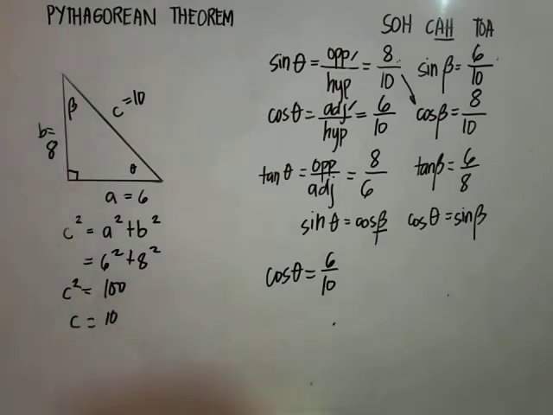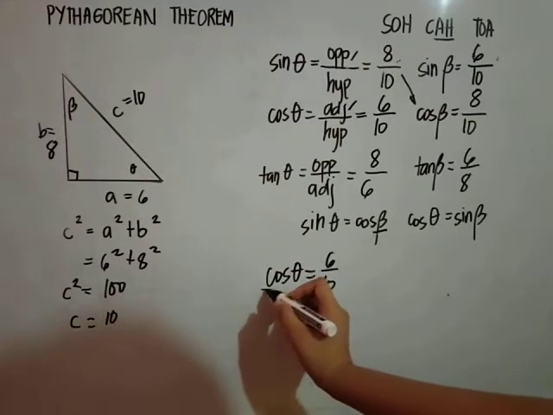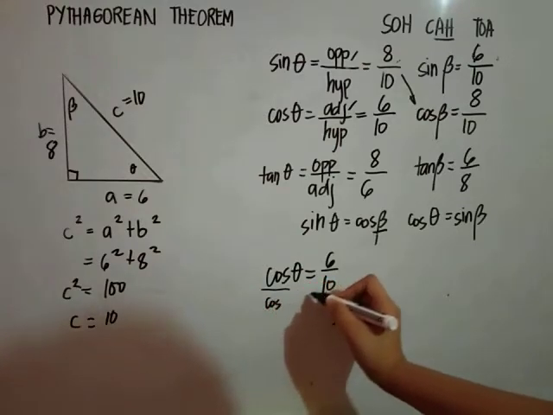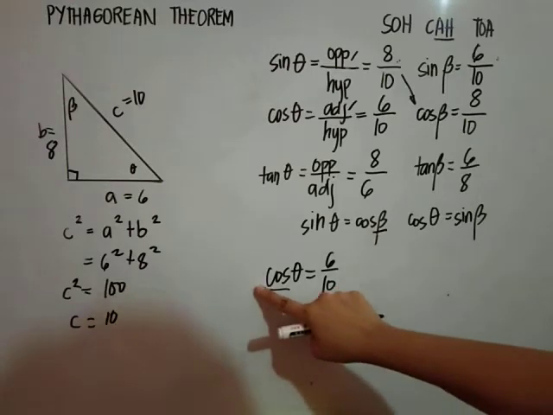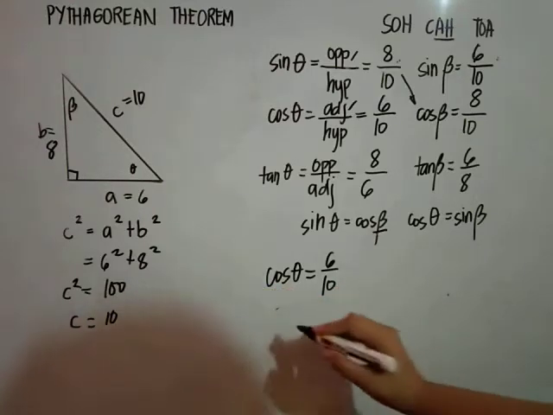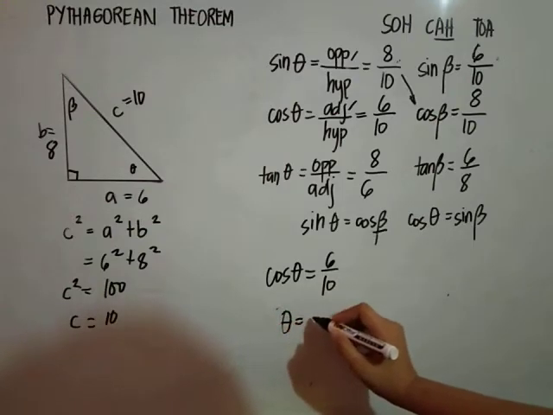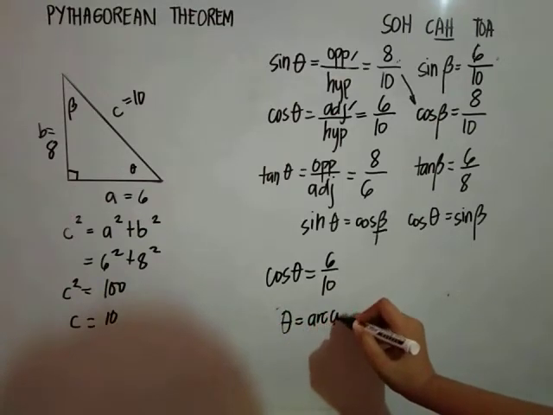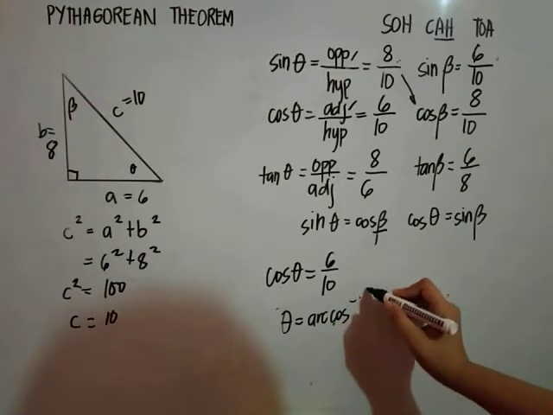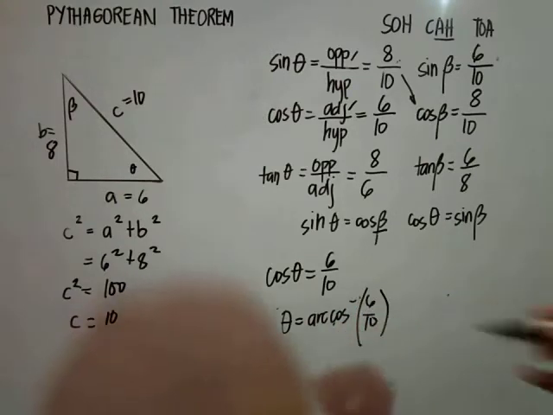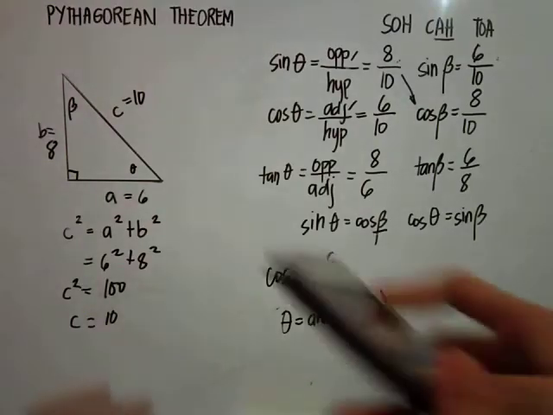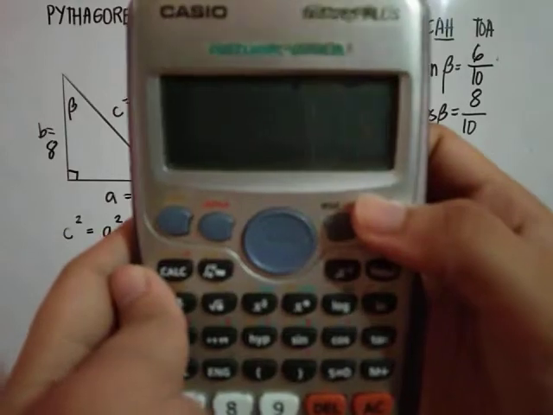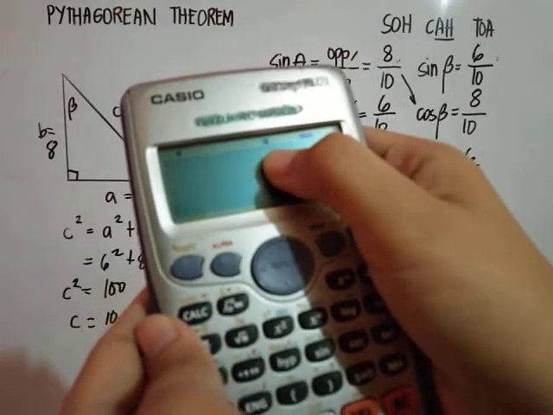So paano ba ito i-input sa calculator? So hindi yan basta-basta na sasabihin mong divide both sides by cosine. So hindi, ang ginagamit dito is the inverse trigonometric function. So we have, ang equivalent nito is arc cosine. So magiging siyang arc cosine 6/10. So make sure na kapag in-input nyo siya sa calculator is degrees yung calculator nyo dito.